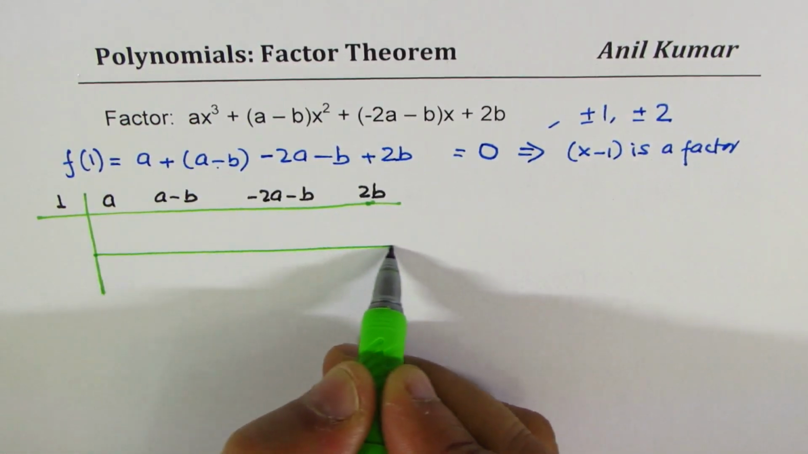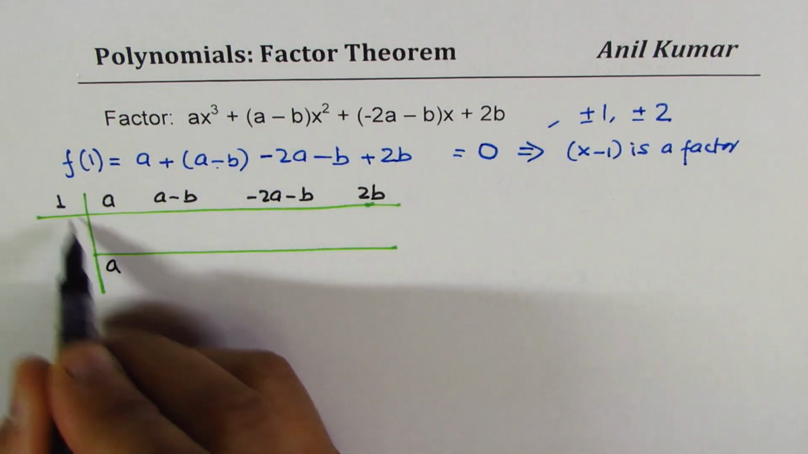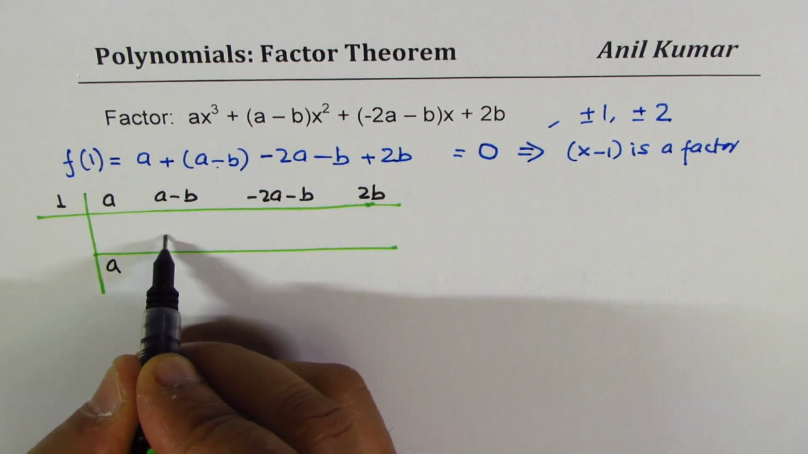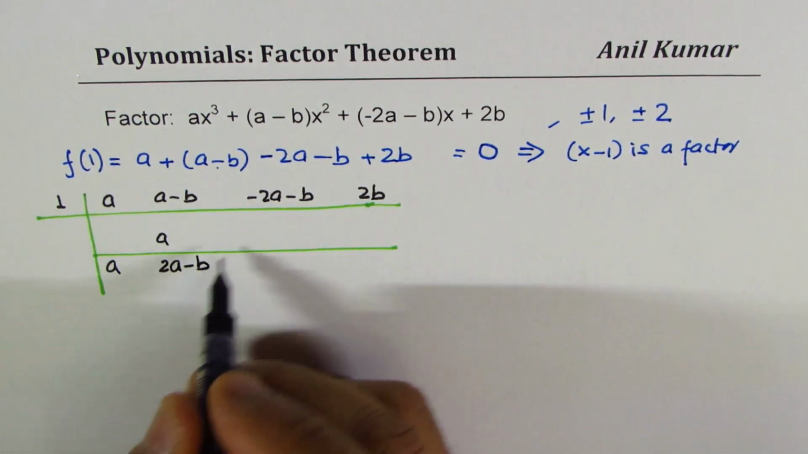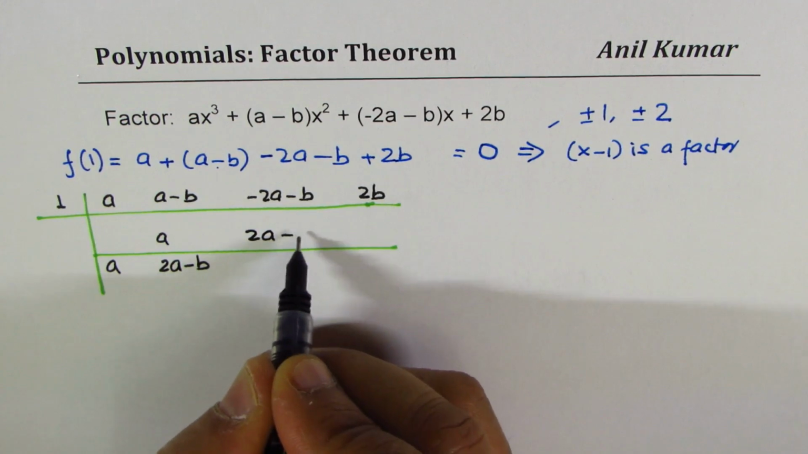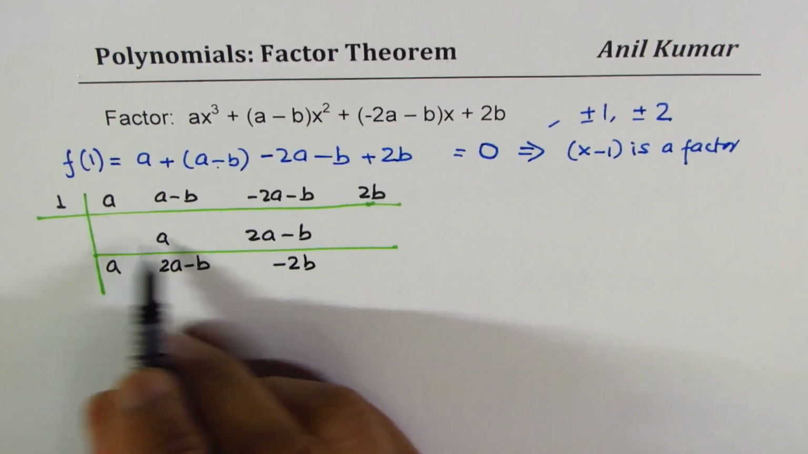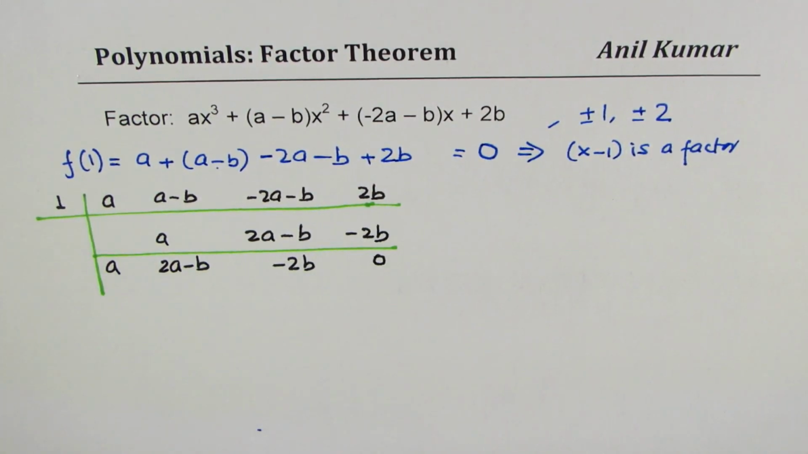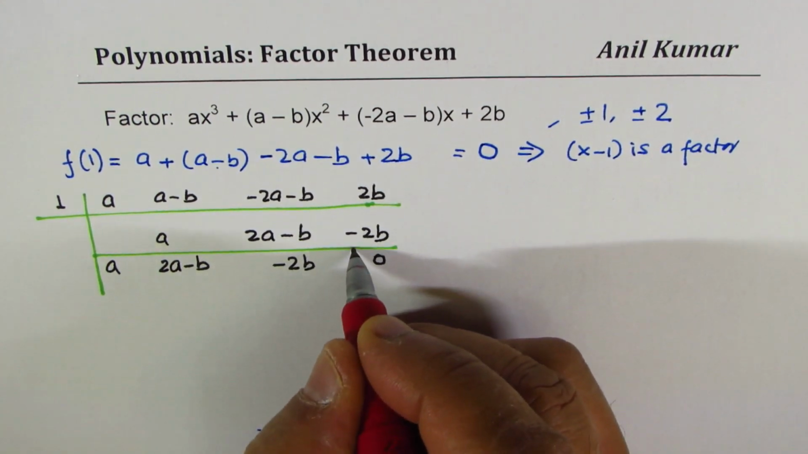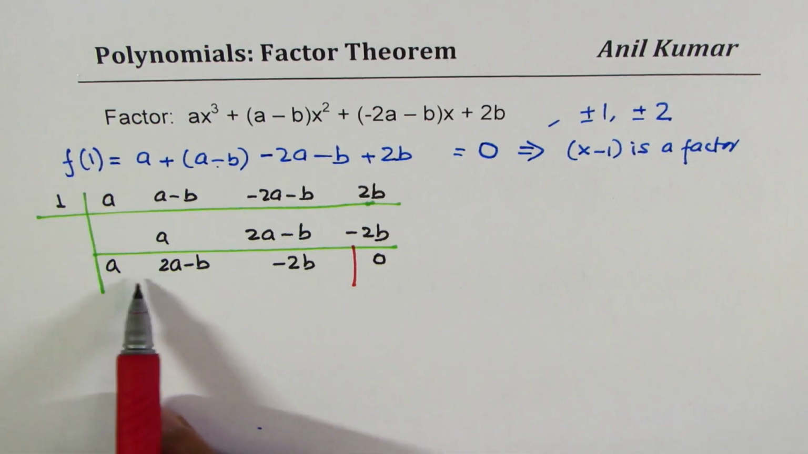Okay. So let's bring down a, multiply by 1, so we get a. Let's add, so we get 2a minus b. Multiply, we get 2a minus b. Add minus 2b, that becomes 0. Multiply minus 2b, add to get 0. As expected, the remainder is indeed 0. So this time, that is our expression, right?